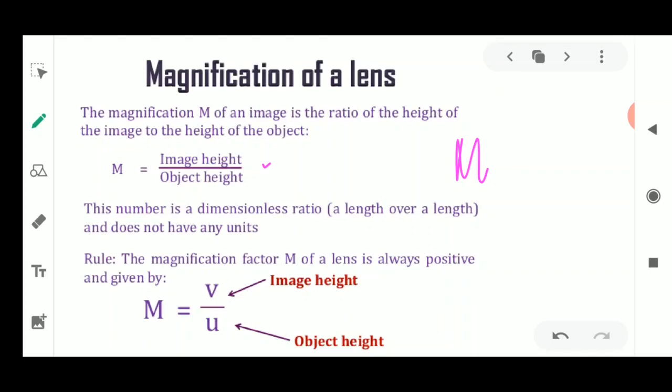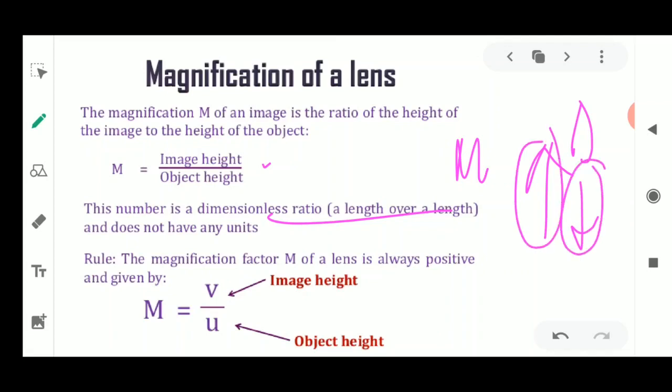Okay, so this magnification is always taken out by the image. It is the ratio of the image height upon the object's height, or the image distance upon the object's distance. So magnification is always written as a length over a length, meaning the height of the object where it is kept in front of the mirror, and the length of the image obtained will be compared.